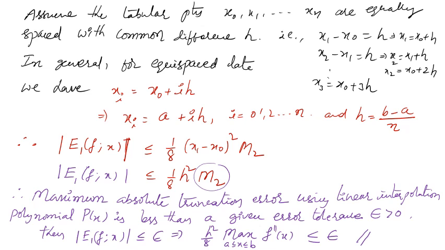Always remember this is important. This is the maximum error; it cannot exceed h square by 8 M2. This is the truncation error bound for the linear interpolating polynomial.